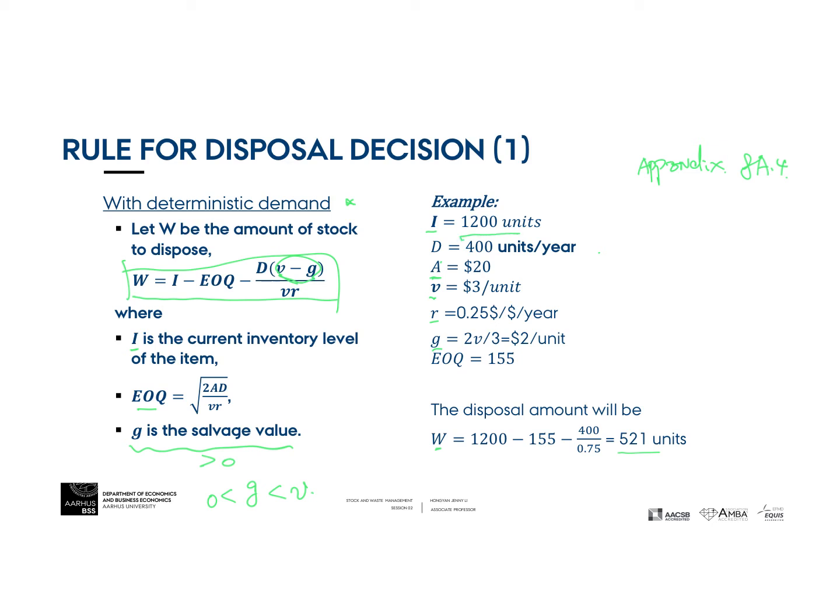After using this formula, we know the demand is deterministic. So we actually dispose 521 units. The rest you still hold. So this is a rule for the deterministic demand situation.